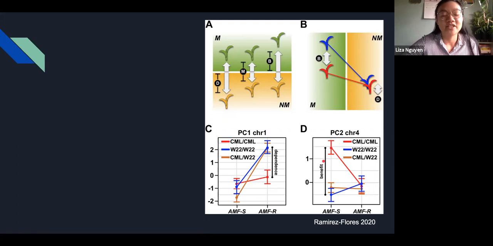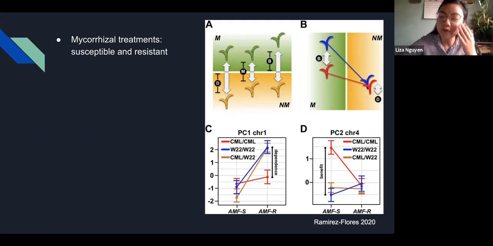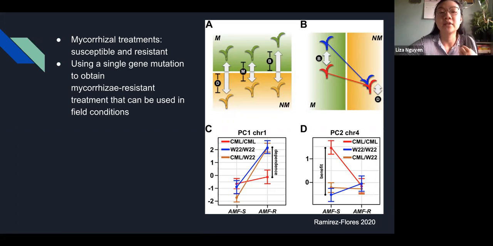So, a quick summary of Chayo's paper. A lot of the ideas that I'm pulling from her paper to use in my thesis work is that she's able to have these two treatments for her mycorrhizal study of susceptible and resistant. And the way that she obtained her resistant treatment enabled field conditions or field trials, which is also something that I wanted to do.